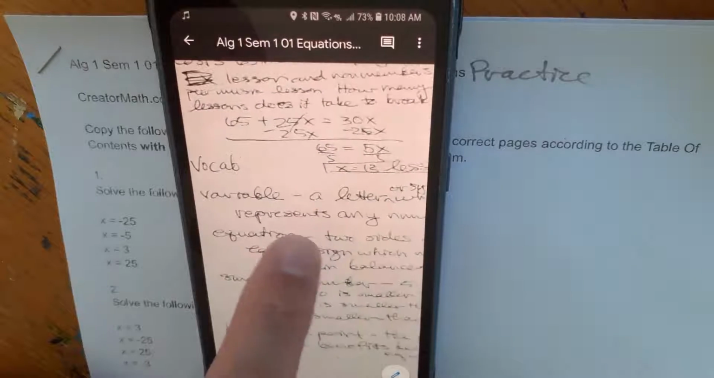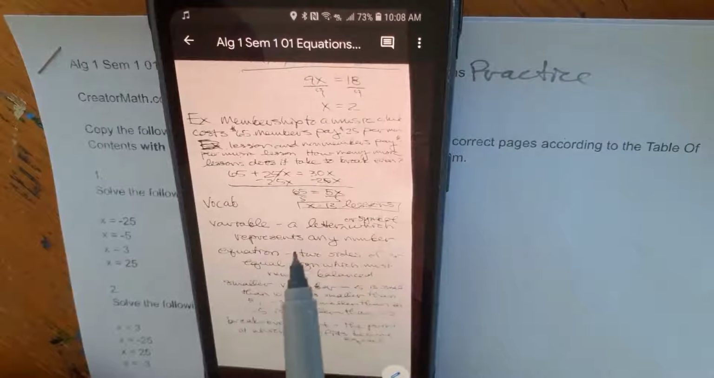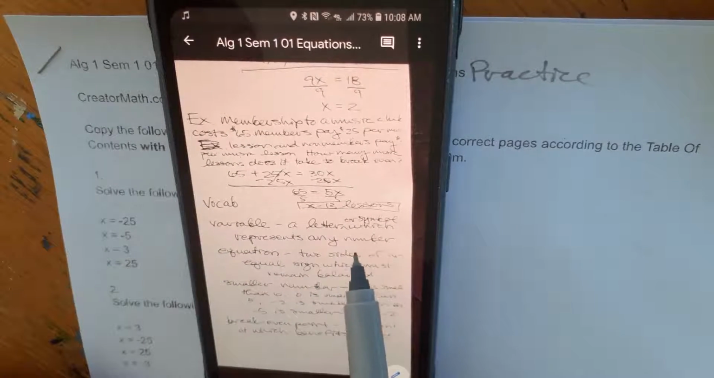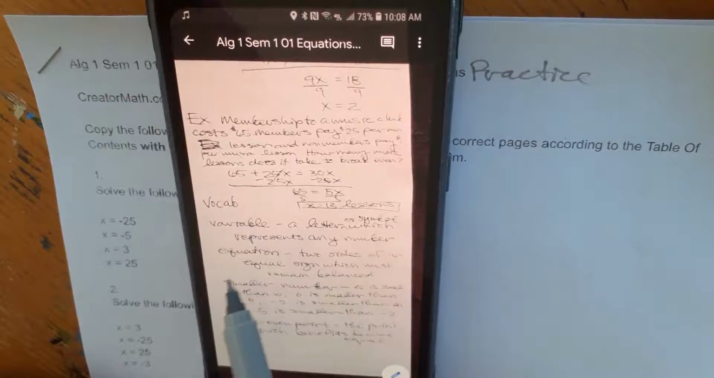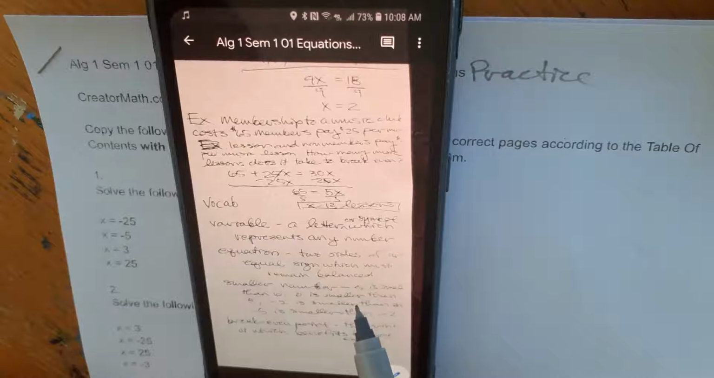The vocab will help you, like what is a variable? It's a letter or symbol which represents any number. An equation, there's two sides with an equals in between them. Smaller number, remember that -5 is smaller than 5. Break-even point, that's the point at which the benefits equal the downside.